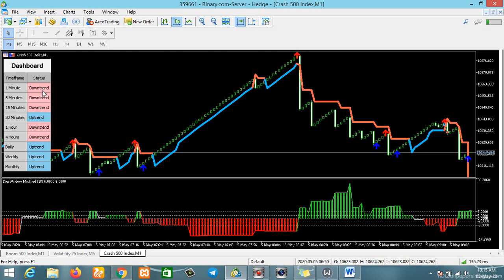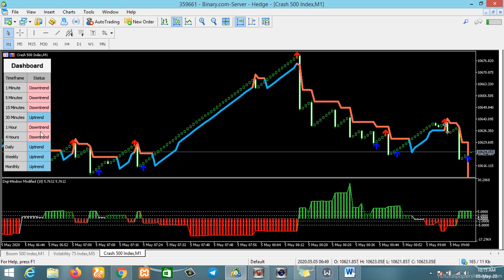This means the market is generally on a downtrend for now. The market is generally on a downtrend, so the crash is on a downtrend. So no signal given here will be long. They will not be 100% reliable.